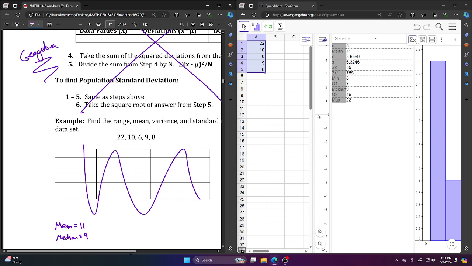It says find the range. There it is. Yep, that's the max minus the min. My maximum was a 22. The minimum was a 6. You can see it there just in case. So how much was it? 16. Yes, 16. There you go. Awesome.